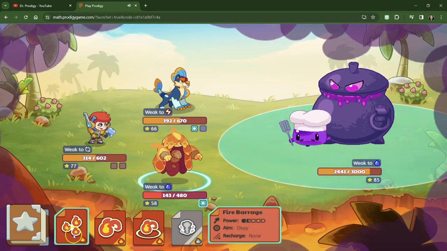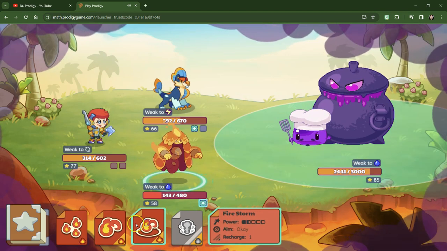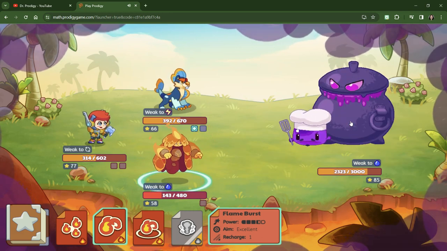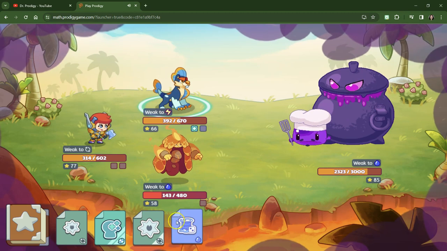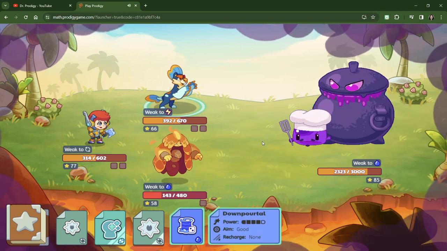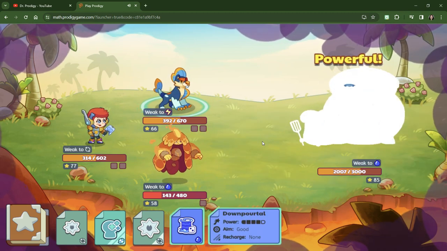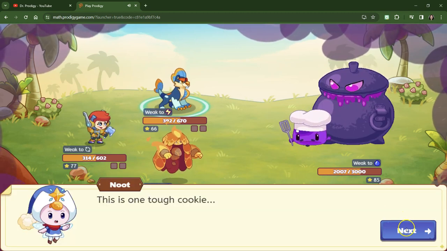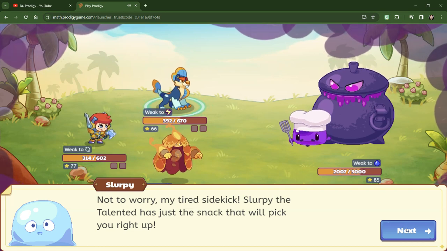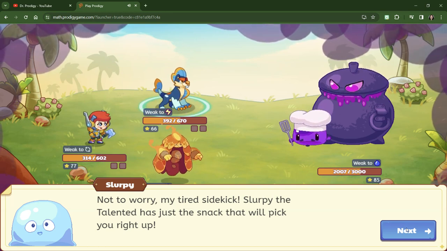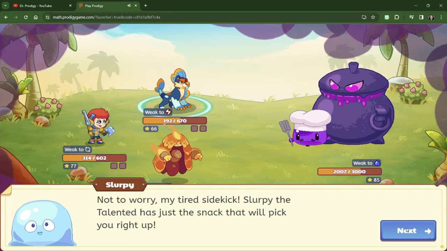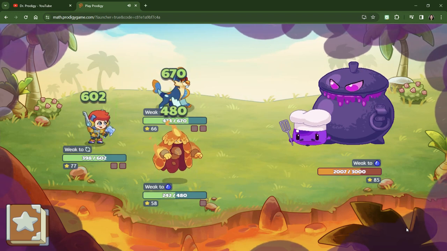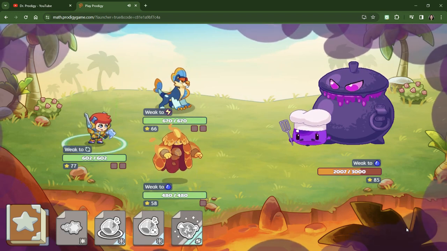What spell should we do, which is the most powerful? 1.5. Ooh, flame burst. It's gotta be flame burst. What? All right, down portal. Whoosh. Isn't that the truth, Newt? All right, Slurpee. Thank you. Whoa.